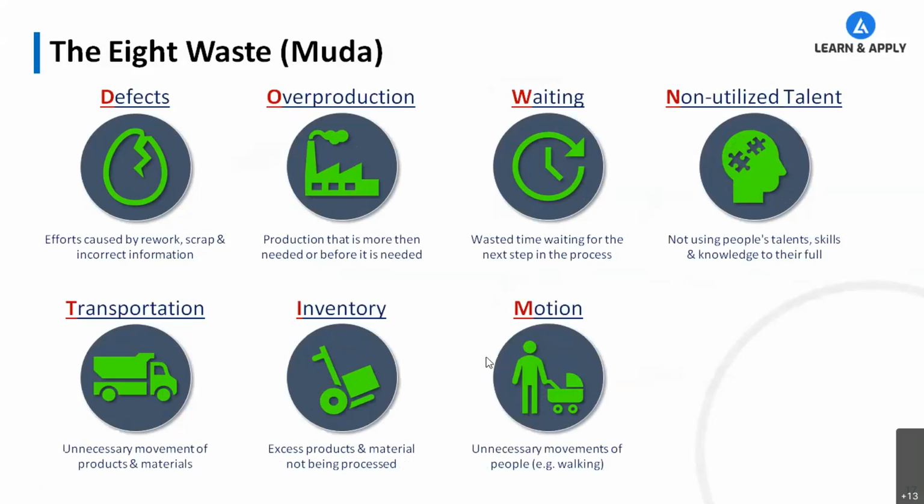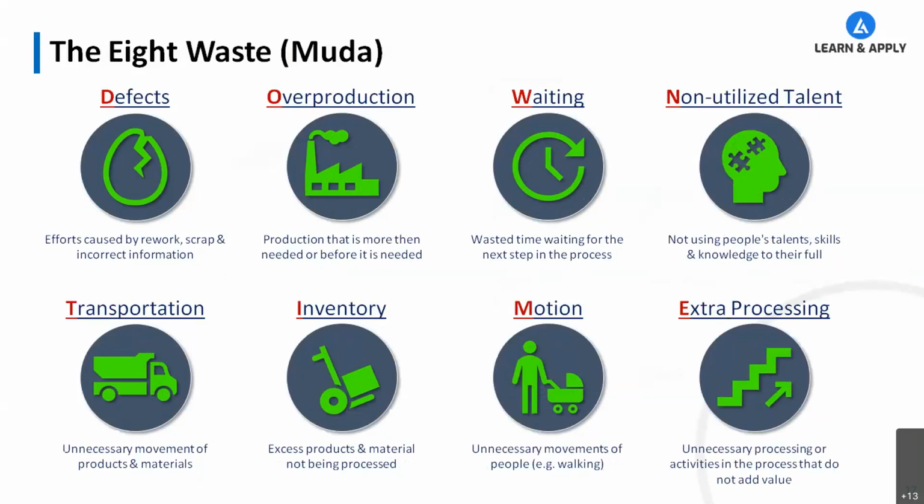And then motion, the unnecessary movement of people, like walking movement, or the layout of the firm is not correct. Due to that, the motion waste is there. And the last is extra processing. This is the unnecessary processing of activities in our product, in our process, that is not actually adding value to our customer. So we have to identify waste in these 8 kinds of waste. There is some kind of waste present in our organization, so we have to track that and eliminate that, and that we call lean.